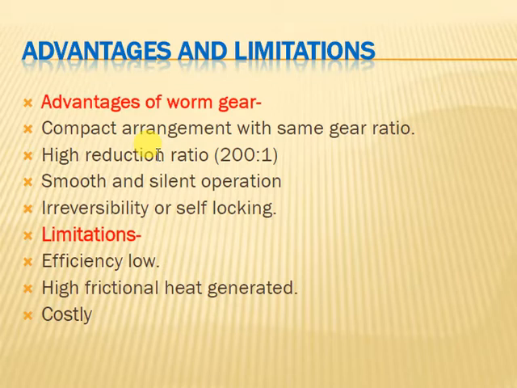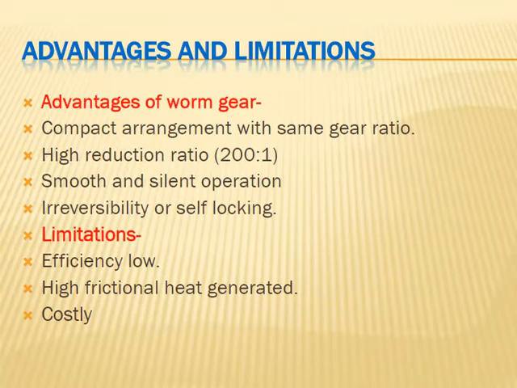The worm gear teeth are normally cut on a phosphor bronze ring, which again increases the cost. In the first slide I said the material is different. So here the phosphor bronze ring is generally used, and that is highly costly. The power transmission capacity of the worm gear drive is comparatively low.